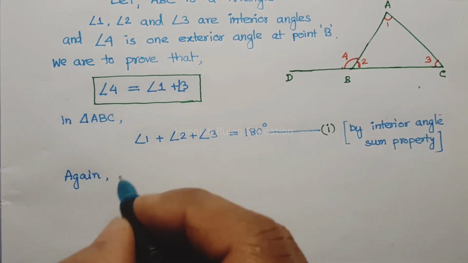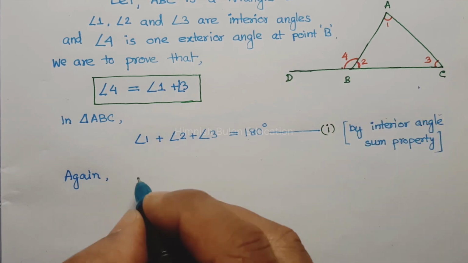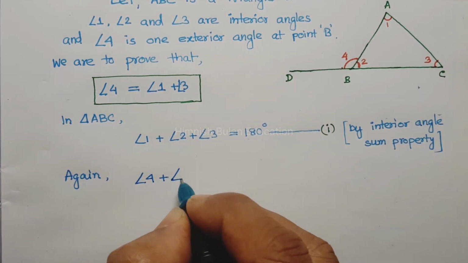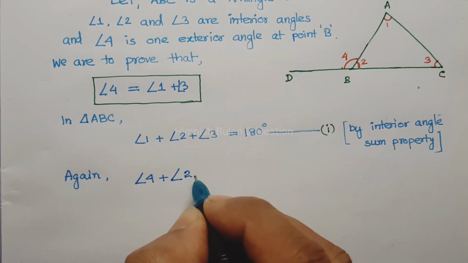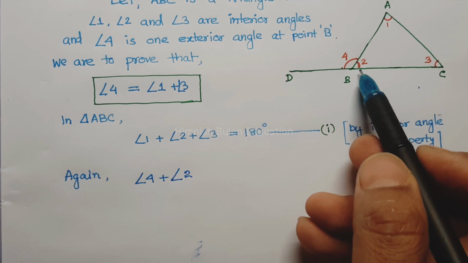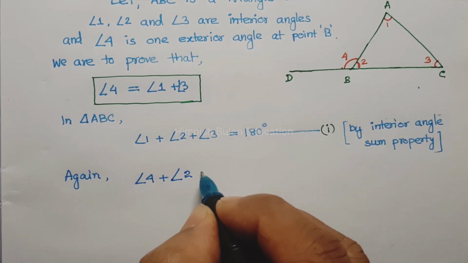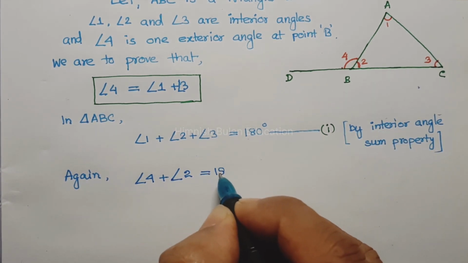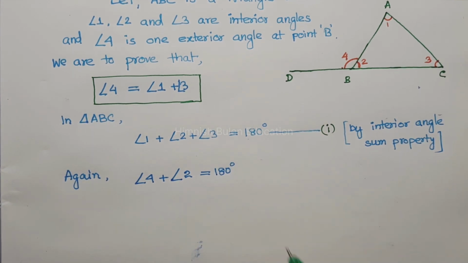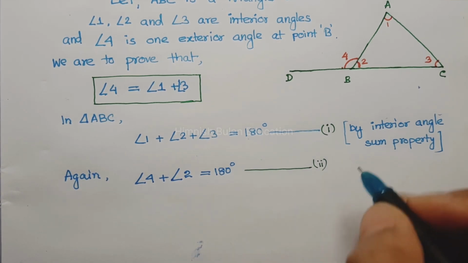Now again at point B, what have we got? Angle 4 plus angle 2. This is equal to what? 180 degrees. So let's consider it as equation 2. So why is it so?